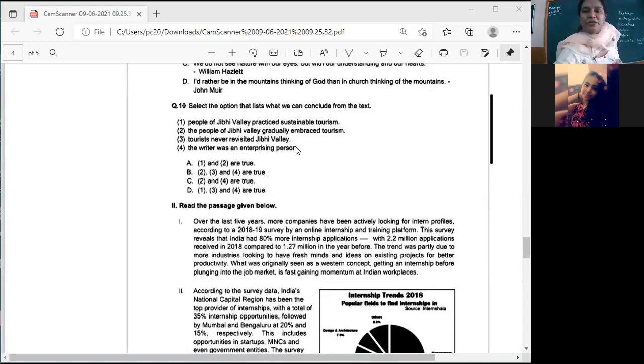A, 1 and 2, people of Jibhi practice sustainable tourism. No, they did not. 2 is correct. 4 is correct, isn't it? 3 is also there, maybe, because after the pandemic. Yes, 2, 3 and 4 are true.